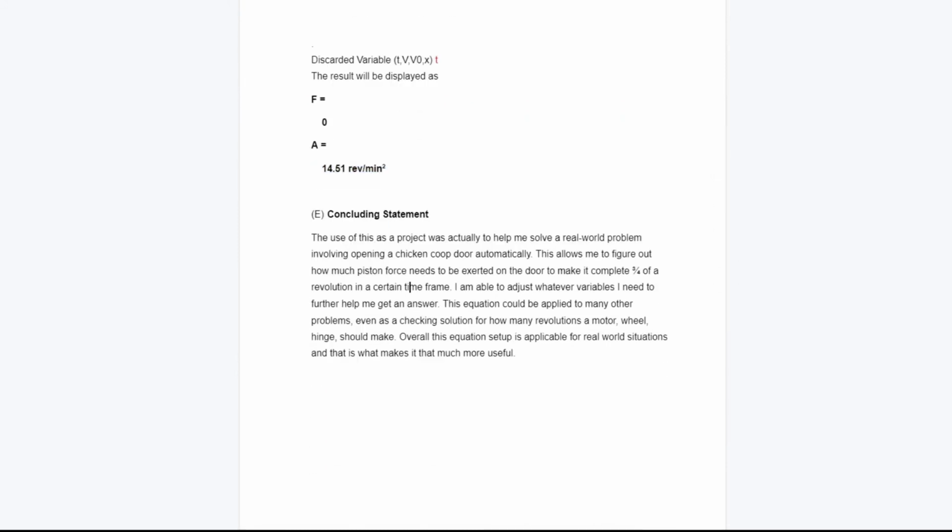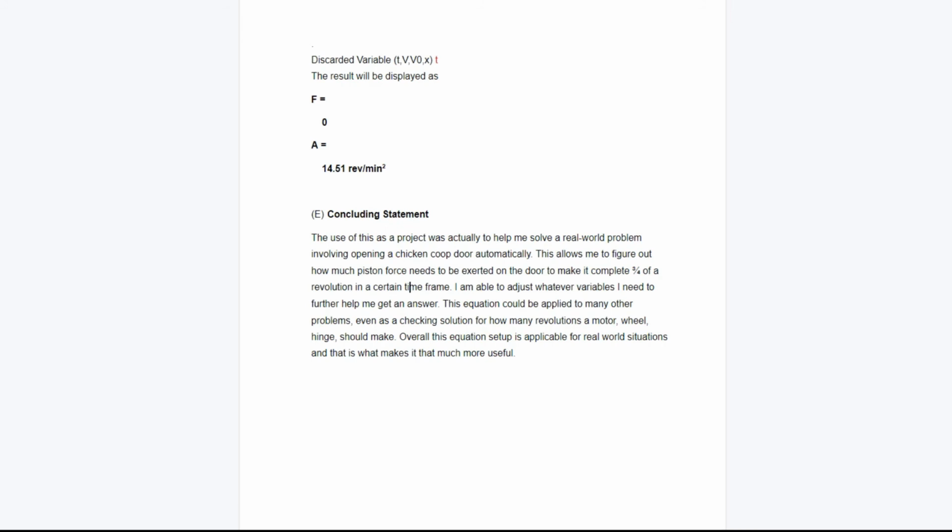So my concluding statement for this project is, the use of this project was actually to help me solve a real-world problem involving opening a chicken coop door automatically. This code allows me to figure out how much piston force needs to be exerted on the door to make it complete 3/4 of a revolution in a certain time frame. I am able to adjust whatever variables I need to further help me get an answer.